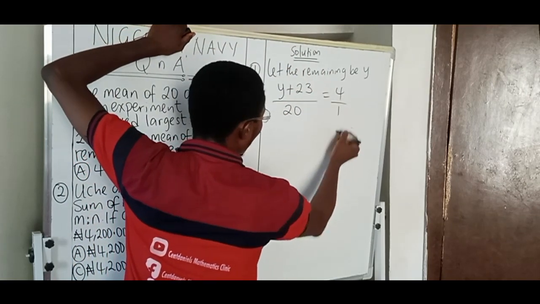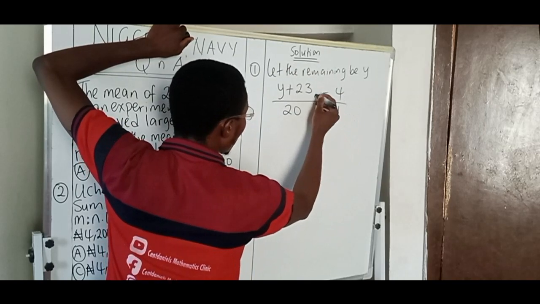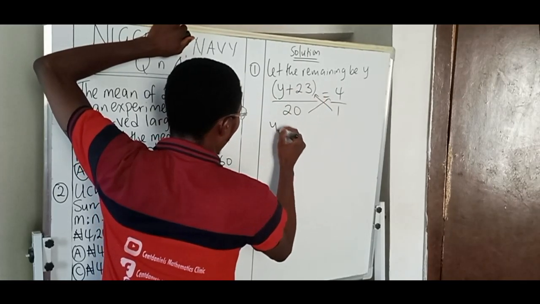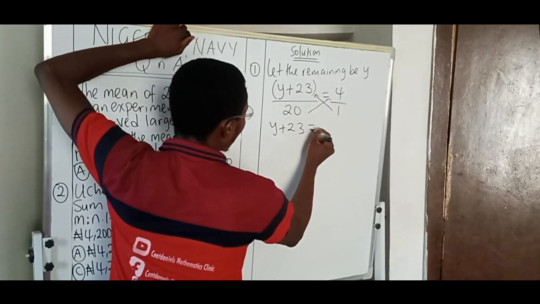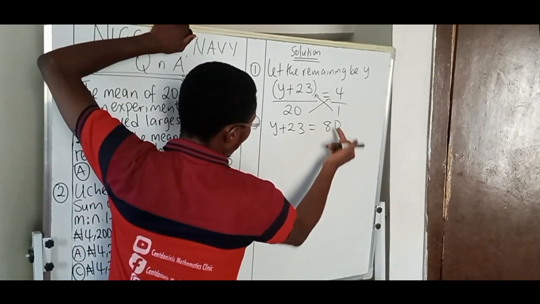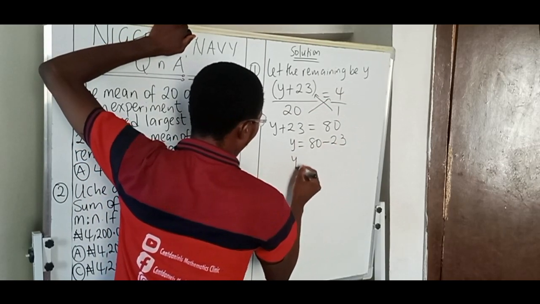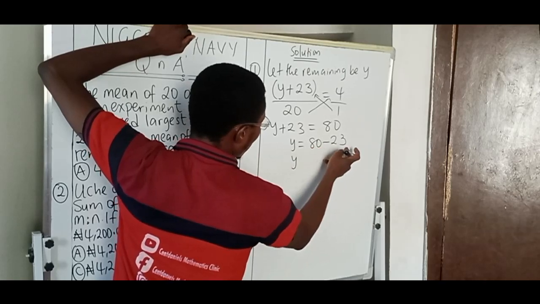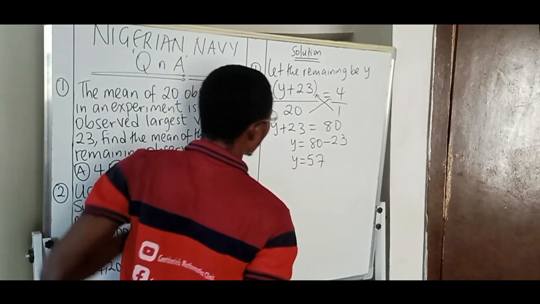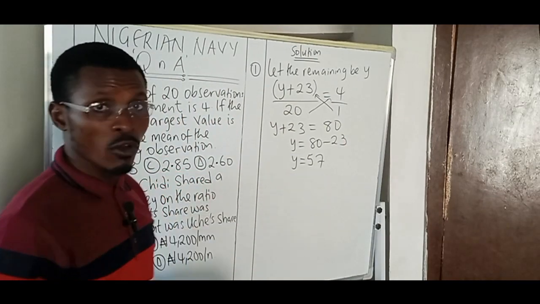Okay, so how do we do this now? Whenever you have an equality sign between two fractions, you can cross multiply, it is safe. This is 1, protect this in brackets. So 1 times this will remain Y plus 23 equals 20 times 4, which is 80. So your Y now is 80 minus 23. Borrow 1 from here, add, you have 10. 10 minus 3 is 7. What is left here is 7. 7 minus 2, 5. So the sum of the remaining observation is 57.